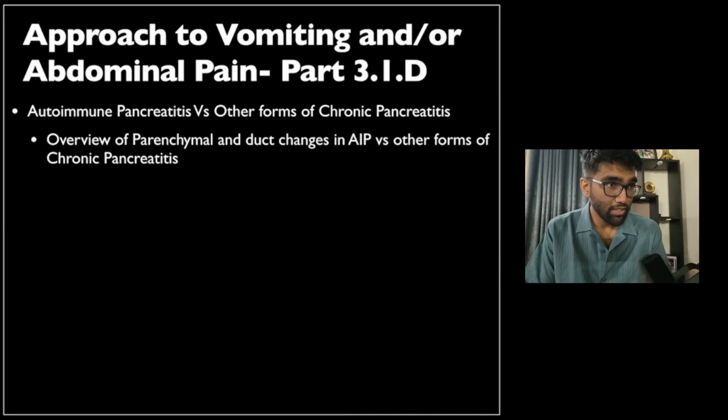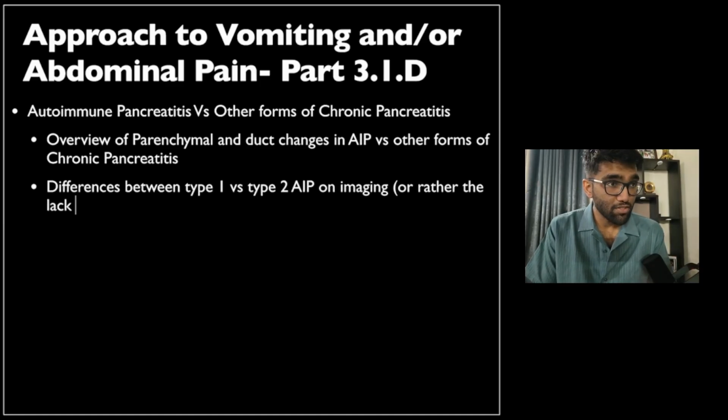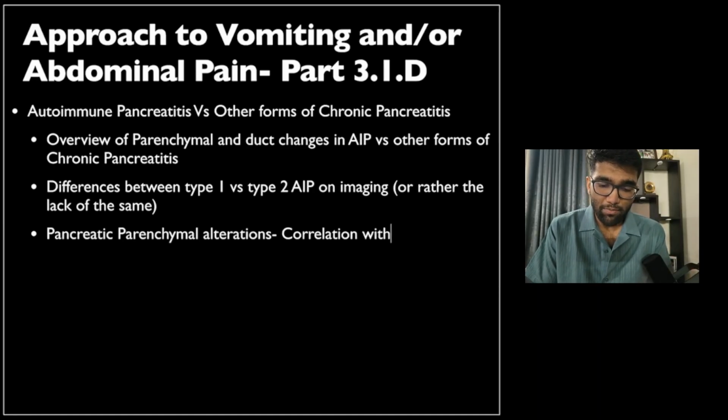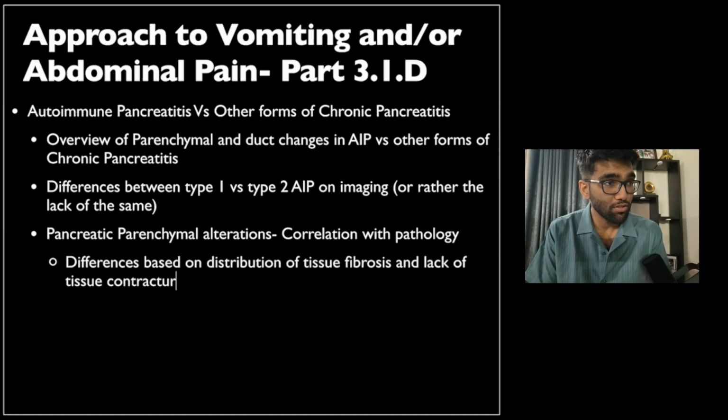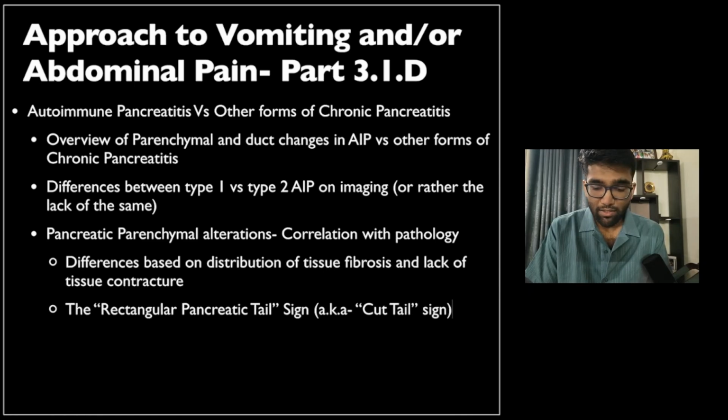We'll get a broad overview of the parenchymal and duct changes in autoimmune pancreatitis and other forms of chronic pancreatitis. Then we'll list the differences between type 1 and type 2 autoimmune pancreatitis on imaging, or rather the lack of differences. Then we'll talk about parenchymal pancreatic changes and correlate them with the pathology that is seen. We'll talk about differences based on the different distribution of tissue fibrosis and the lack of tissue contracture. We'll describe the rectangular tail sign, also called the cut tail sign.